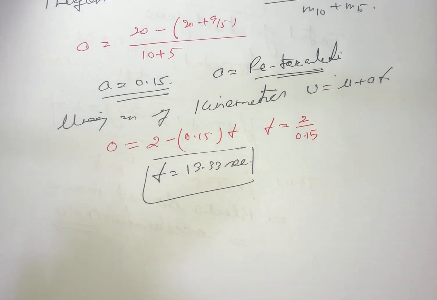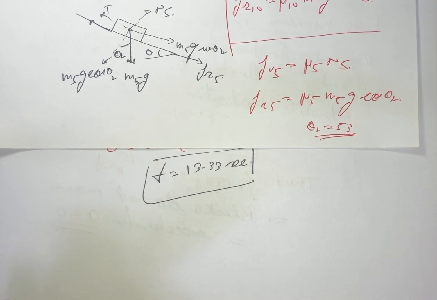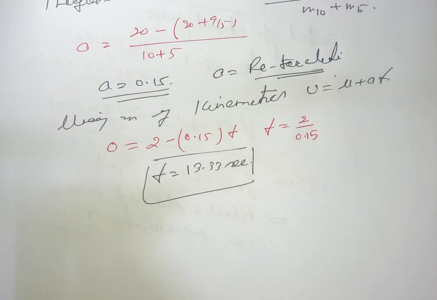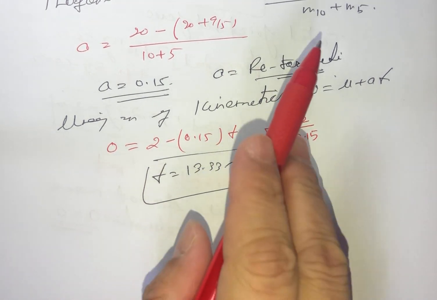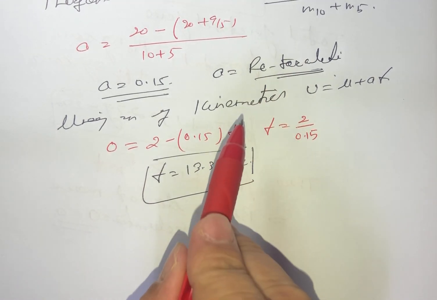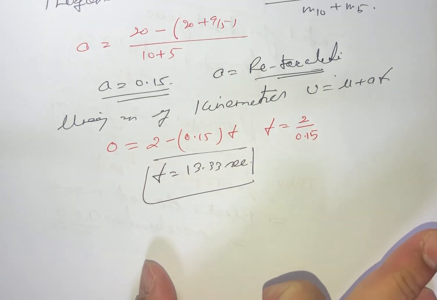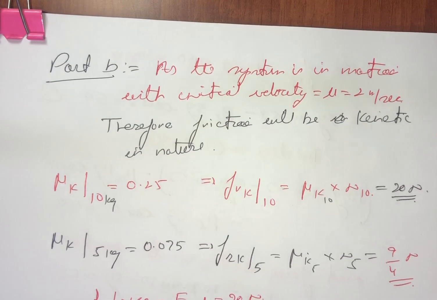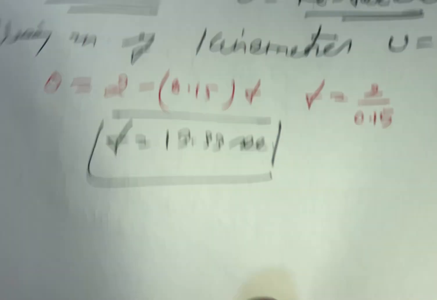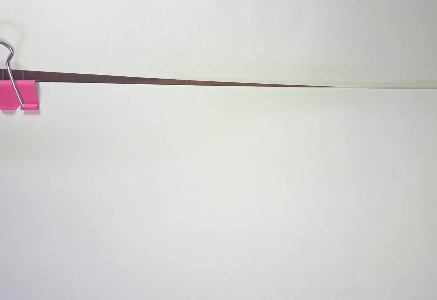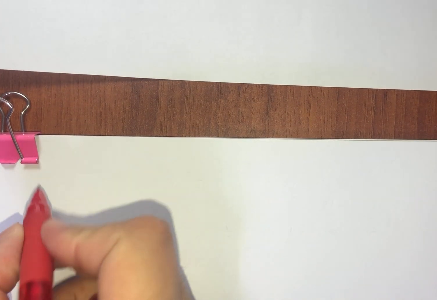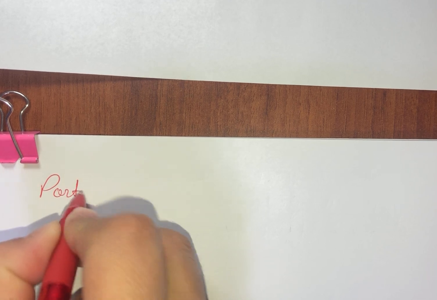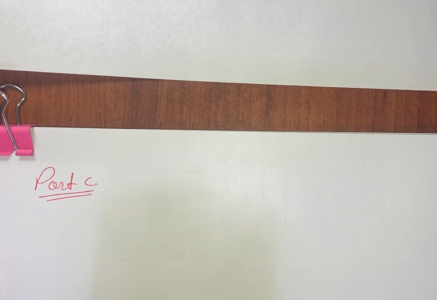And next we are going to find out variation in tension. So basically we have two accelerations. The acceleration is 0 and we have acceleration equal to, we just found out, 0.15. So based on this we are going to find out what will be our value of the tension. So let us find out part C, that is variation in tension.